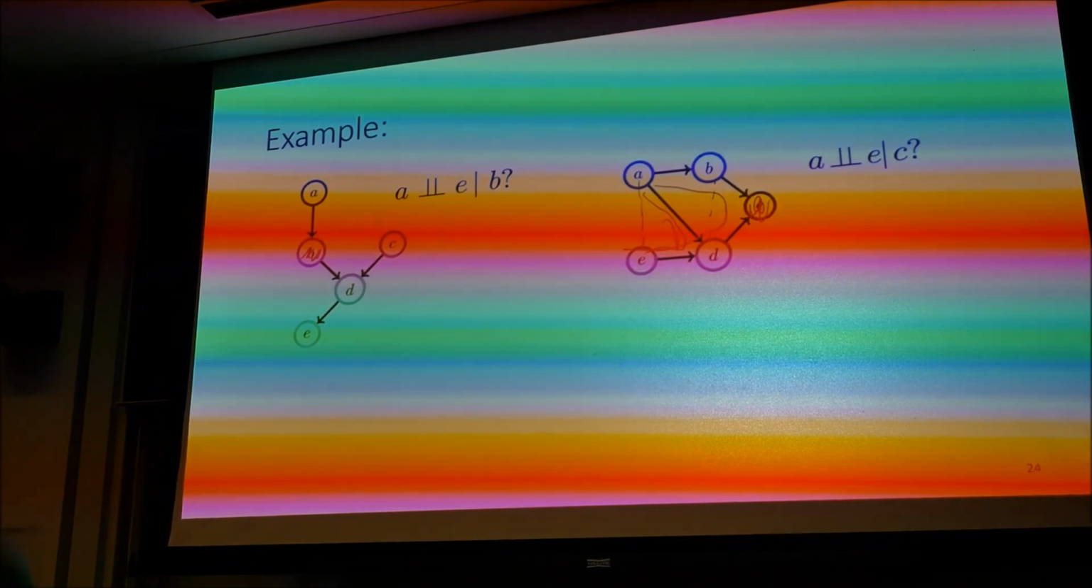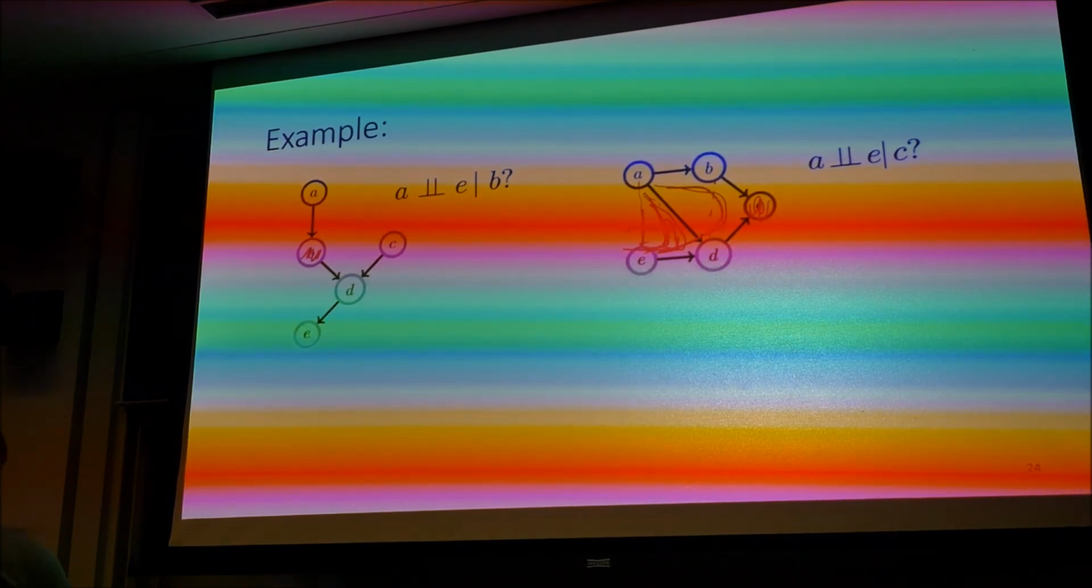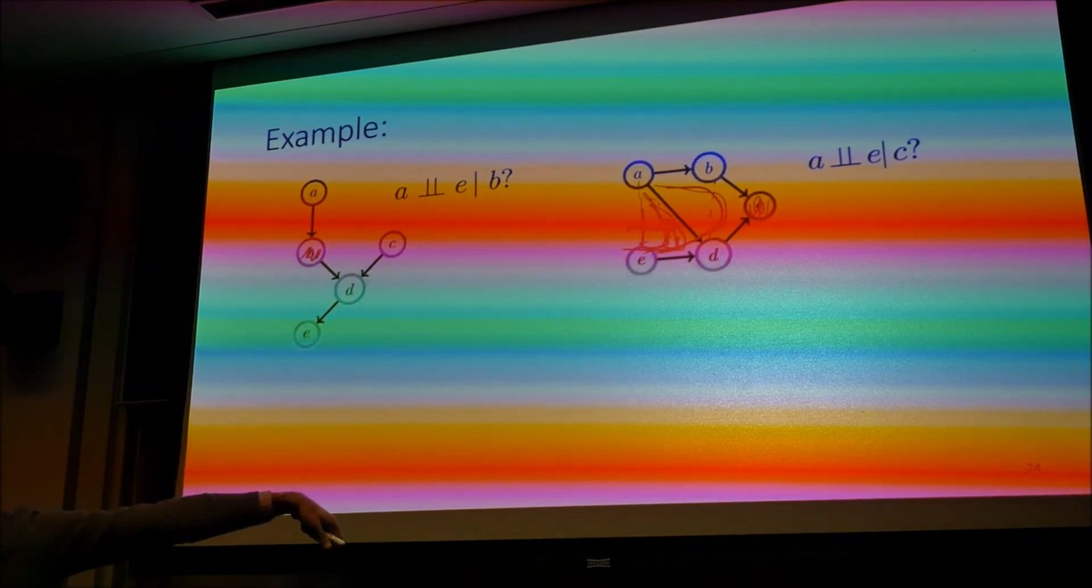But that's the thing that I condition on. Make sense? This road was blocked. This was blocked. This is not conditioned on. So I cannot go here, but I can go here. So they are not independent. So the answer to that is no.